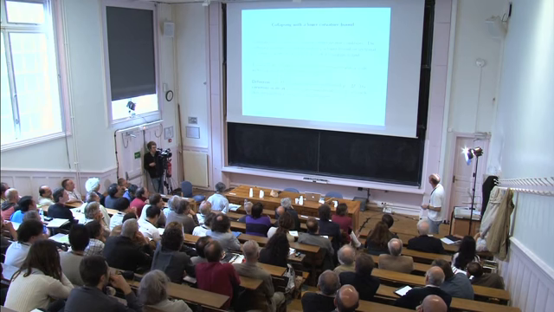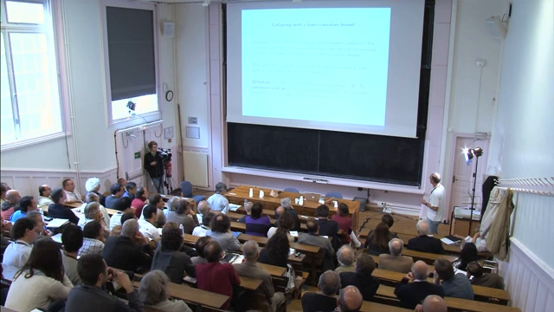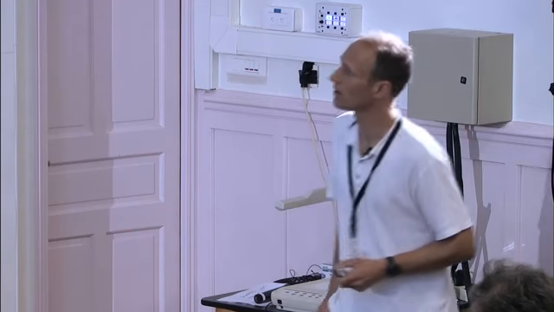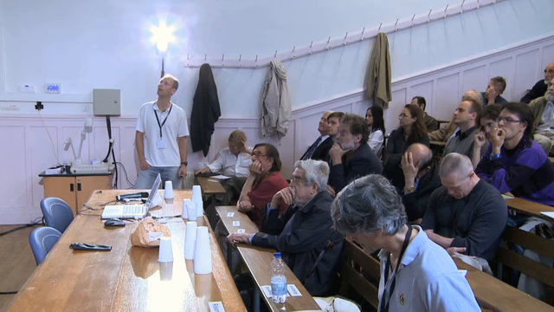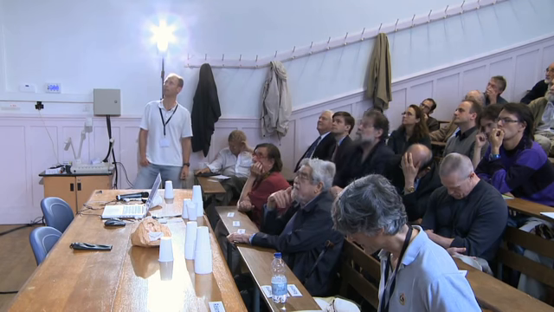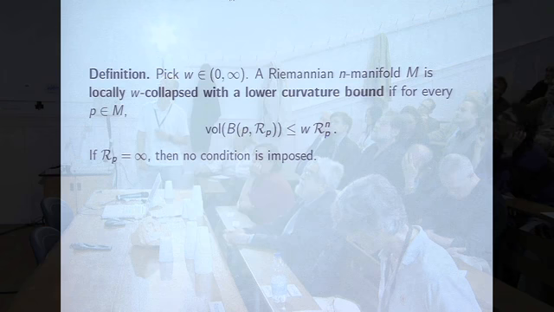Right. So this supremum will be finite. It can actually be infinite, but it's infinite if and only if the manifold has non-negative sectional curvature. I'll denote this curvature scale by R sub P. And now, collapsing with a lower curvature bound means the following. Let's pick some number w. I'll say an n-manifold is locally w-collapsed with a lower curvature bound.